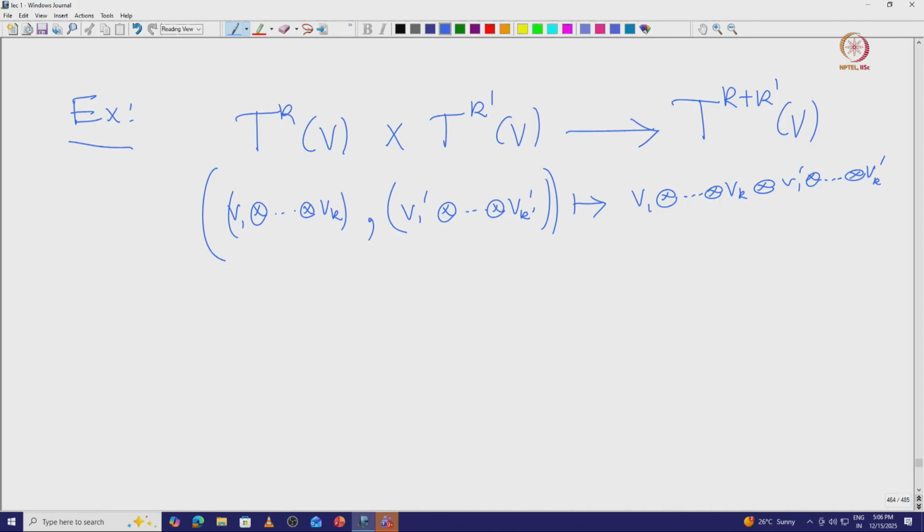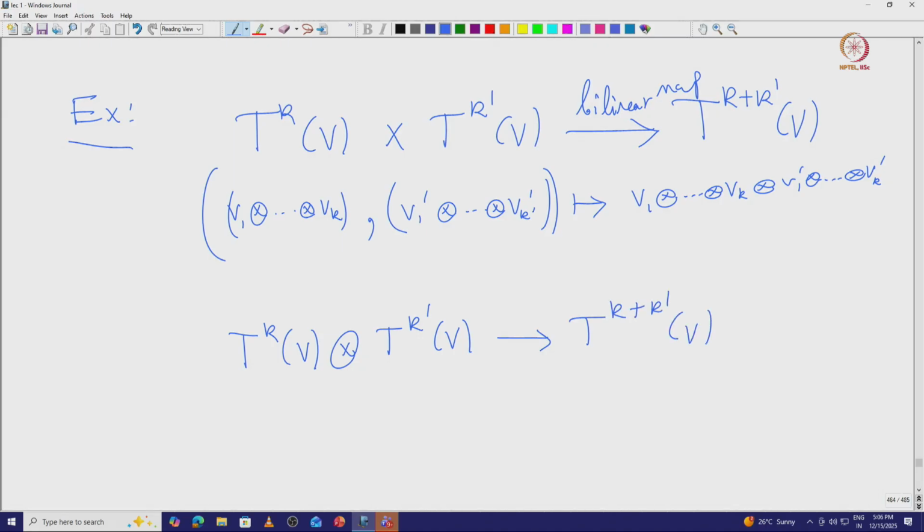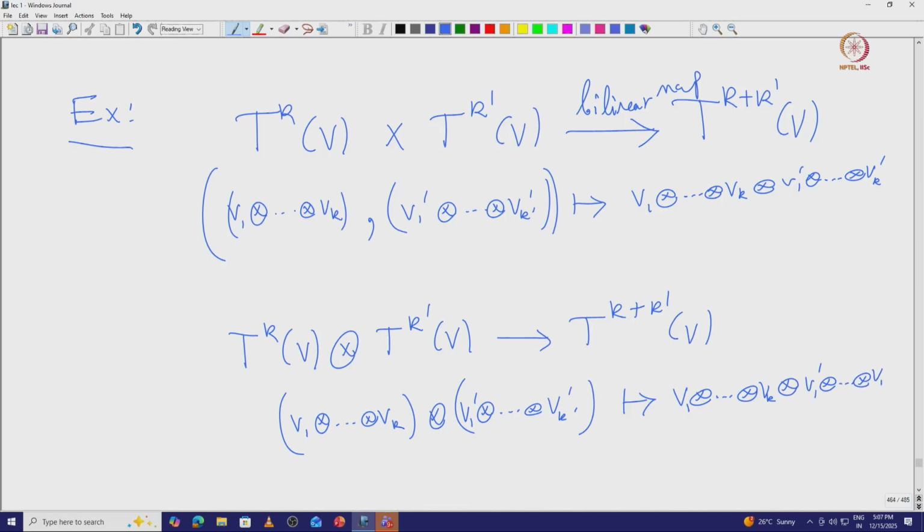and this is going to give us a bilinear map, and naturally one can extend this map to the tensor product. Using the universal property you have the following extension. This gives a map from T^k V tensor T^k' V to T^(k+k') V. Again the map is the same: you take v1 tensor etcetera v_k tensor v1' tensor etcetera tensor v_k', and this is mapped exactly to v1 tensor etcetera v_k tensor v1' etcetera tensor v_k'.